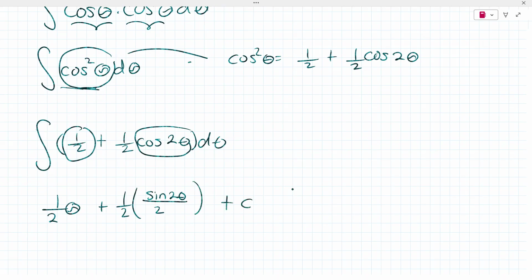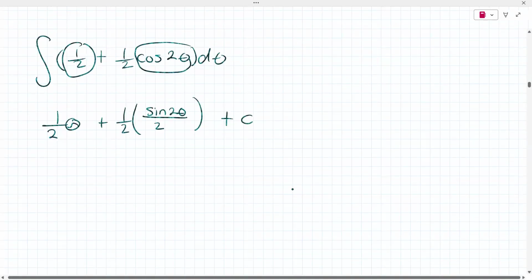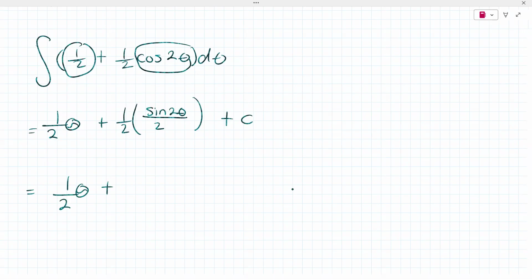Okay, so my final answer is 1/2 theta plus 1/2 times, this is 1/4, sine of 2 theta plus c.